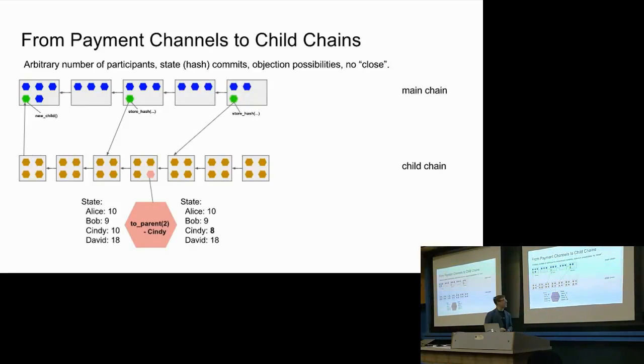And now we have a hash arrow pointing from this main chain block backwards in time to this child chain block, and this child chain block in turn points to the block that contains the toParent transaction from Cindy. And this essentially means that the main chain at this point is aware of the fact that Cindy successfully initiated this token transfer to the main chain.